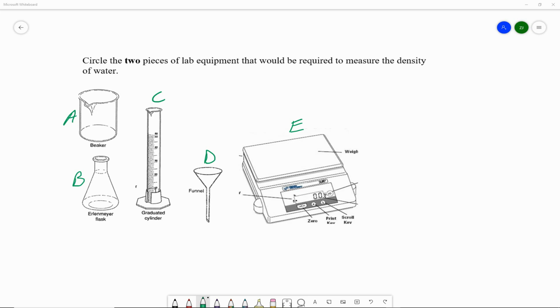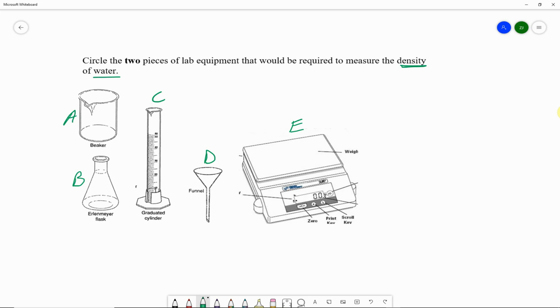In this review module, we're going to look at density and how we actually measure it, and of course the math that goes along with it. So let's start with this question. If you were going to measure the density of water, which of these two devices would you need in order to measure the density? And I'll tell you there is more than one correct answer here.